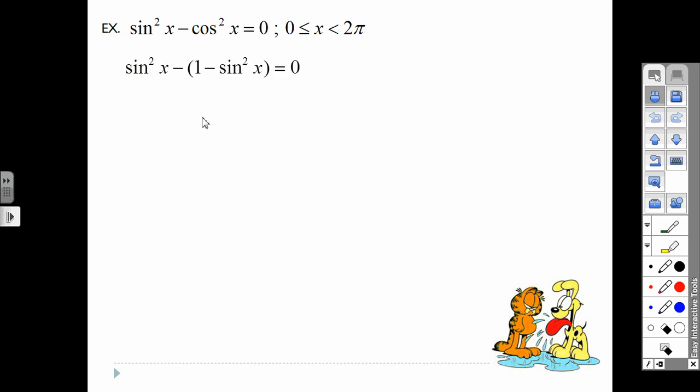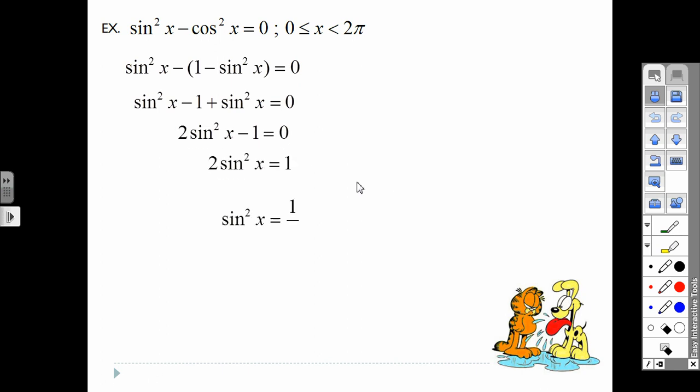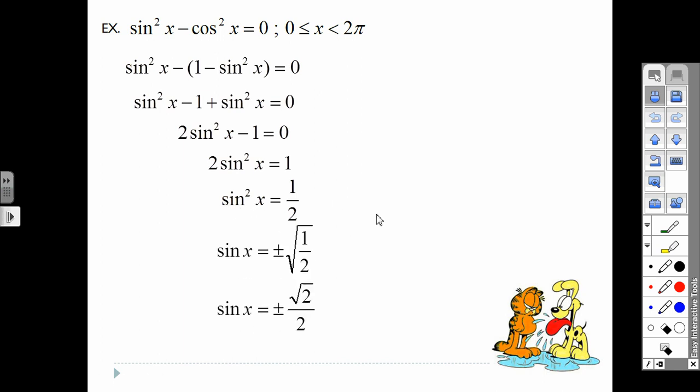And that's what I did, is I actually took cosine squared x and I replaced it with 1 minus sine squared x. And then I distributed the negative. I combine like terms. I move the 1 over, divide by 2. And now, because we want to get this by itself and it's squared, we're going to take the square root. And remember to rationalize, and remember your plus or minus, right? So we're looking at all the places where the sine of x is plus or minus root 2 over 2.